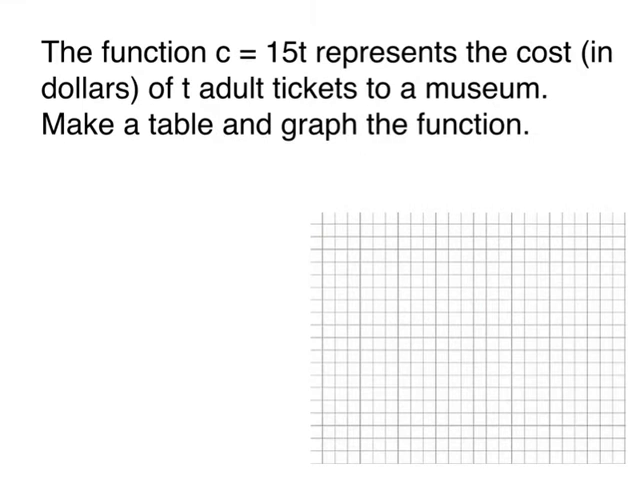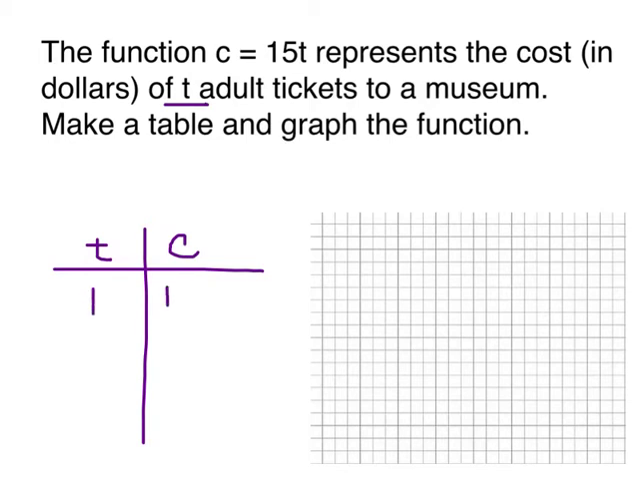The function C equals 15T represents the cost in dollars of T adult tickets to a museum. Make a table to graph the function. So if we look at this, we're going to make a table, and T is going to be the adult tickets, and our cost is dependent on the number of tickets, so the cost is the dependent variable. So 1 ticket costs $15, 2 tickets cost $30, 3 tickets cost $45, and 4 tickets cost $60. Now, there's no negative numbers because I can't order negative tickets, and I really don't care how much 0 tickets cost because I'm not buying them.